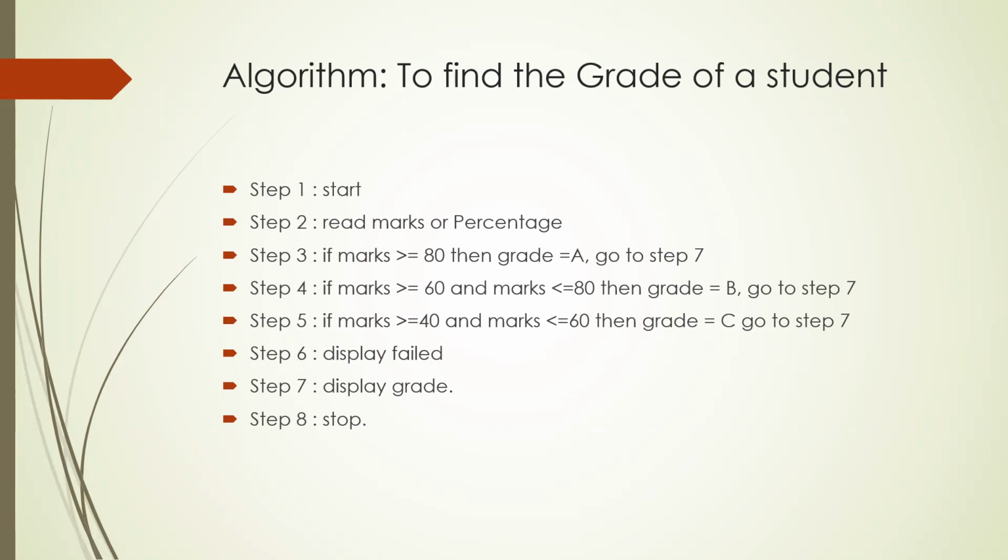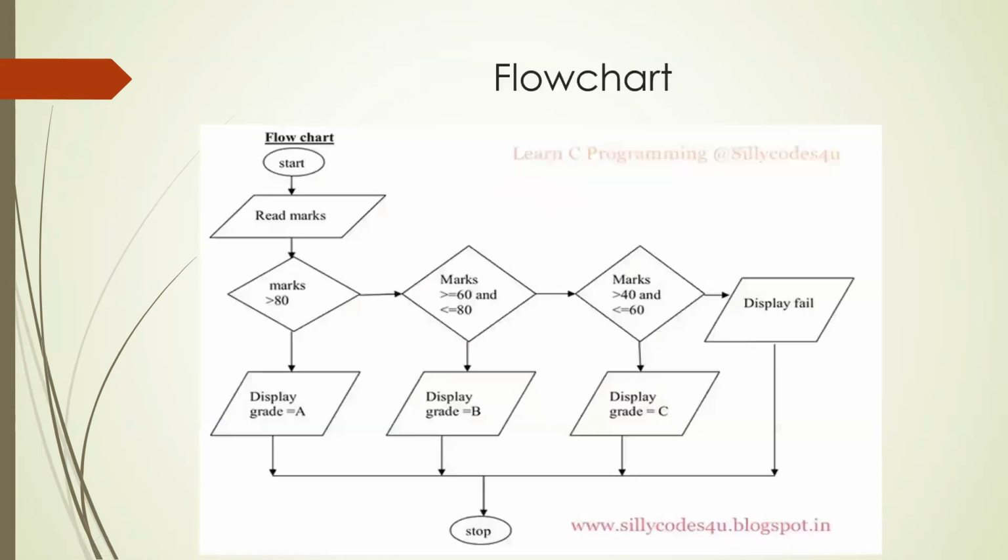Now we'll convert this into the flowchart. Here we know that for reading the marks, we require the input symbol. So that will be a parallelogram. For steps 3, 4 and 5, we are taking the decisions. So here we require a diamond symbol. And finally, for displaying the grade, we require the output symbol, that is the parallelogram. And we'll just stop. So now coming to the next slide.